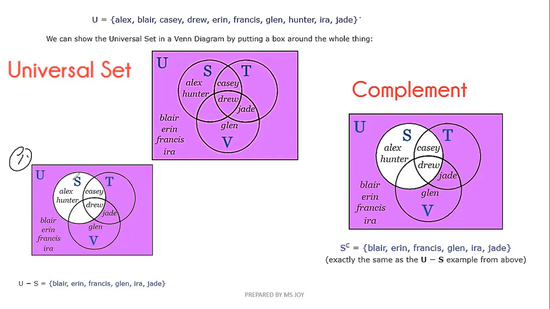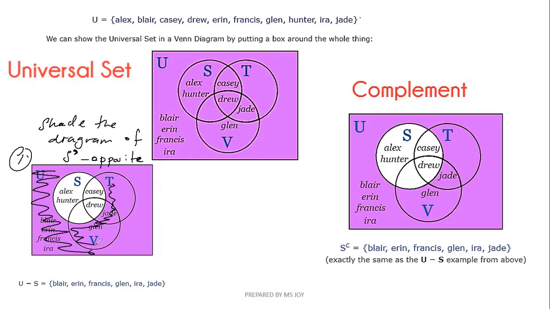Let's say this is empty without shading. Just imagine there is no purple color for this box. And the question says shade the diagram of S prime. What's the meaning of prime, guys? Opposite, correct or not? Prime means the opposite of S. So when you see S prime, you must shade the opposite of S, which means everything that does not belong to S, including the outside of the circle. You have to shade the entire diagram.